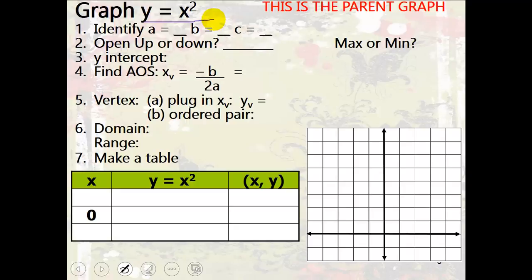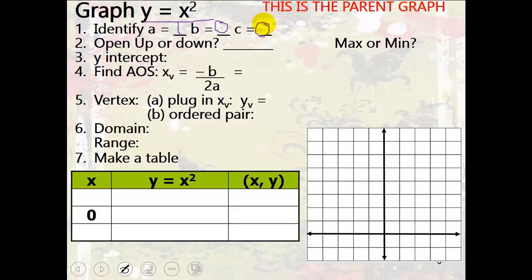So let's start by identifying a, b, and c, our coefficients. A is in front of the x squared. That's a 1. B is in front of the x. There is no x, so that's a 0. C is the constant. There is no constant, so that's a 0.